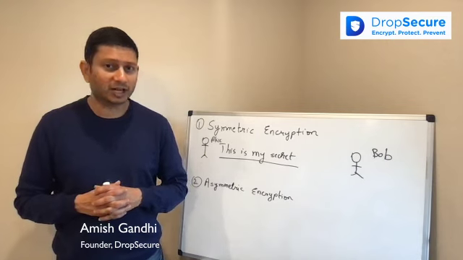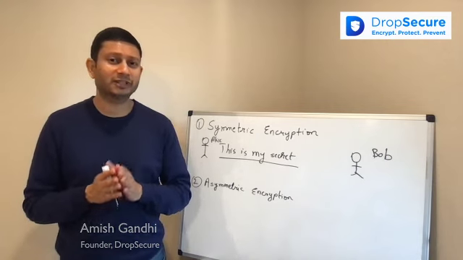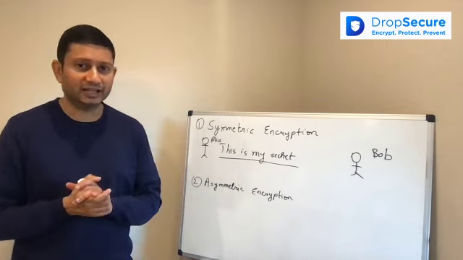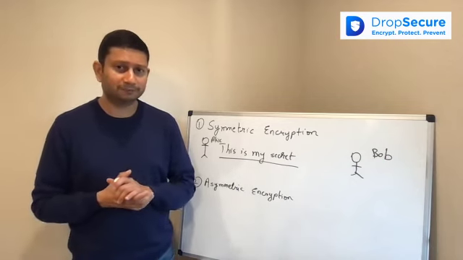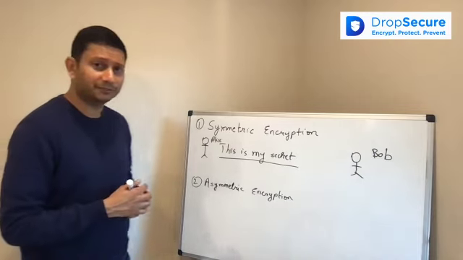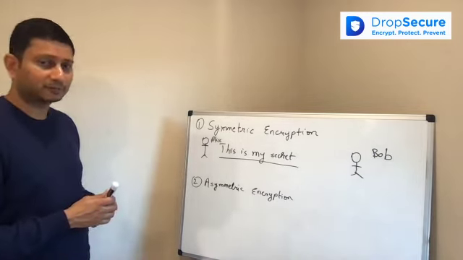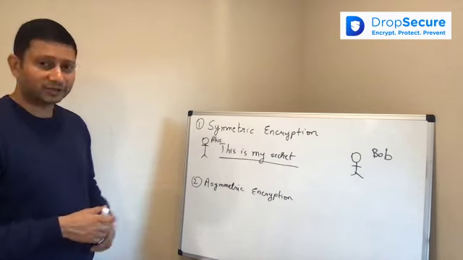In today's video, I'm going to explain the different types of encryption that are available today and that can be used to encrypt and protect your data. The first type of encryption that I'm going to explain is symmetric encryption, and the second is asymmetric encryption.